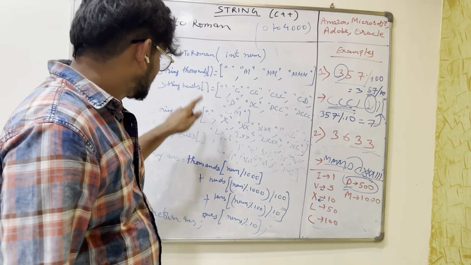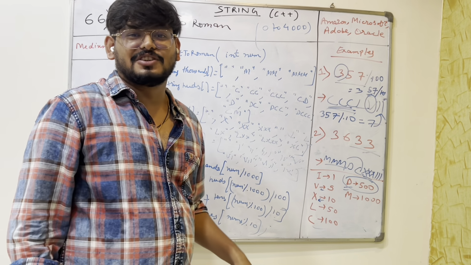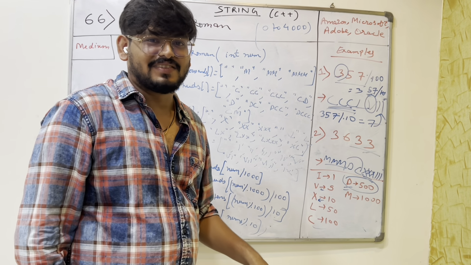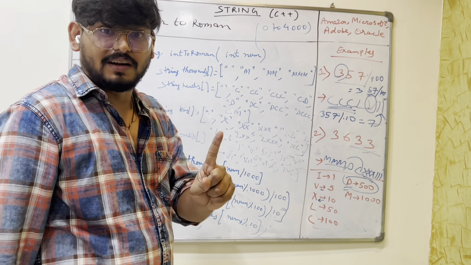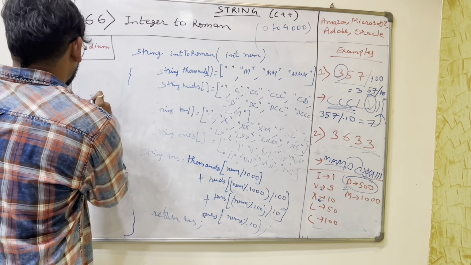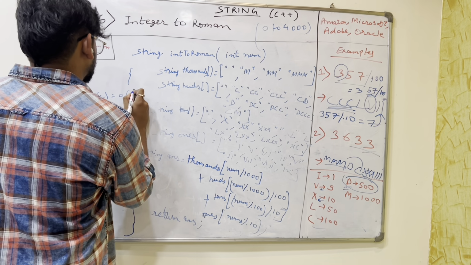Okay, I hope the explanation is clear, the code is clear. The link to the question is given in the description. Please try it yourself and then come to my code walkthrough section. We have solved it in order of 1. The time complexity is order of 1. This is the optimized solution.